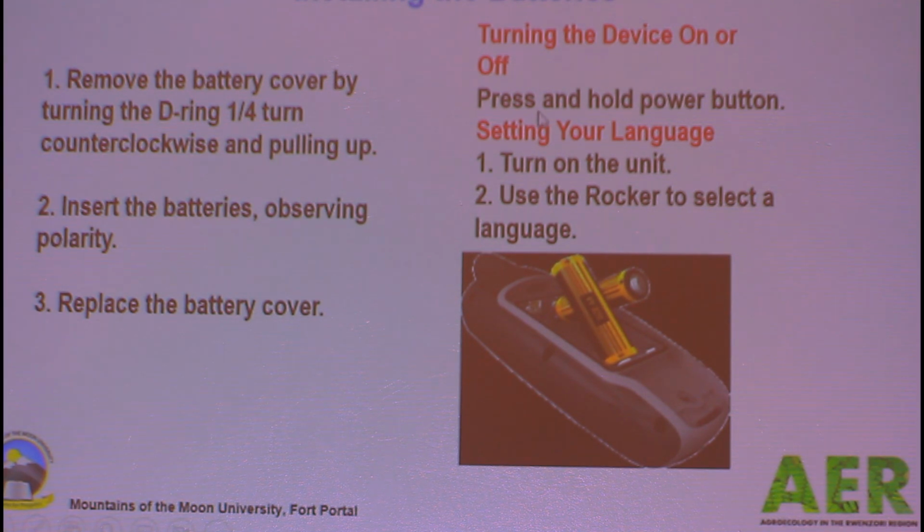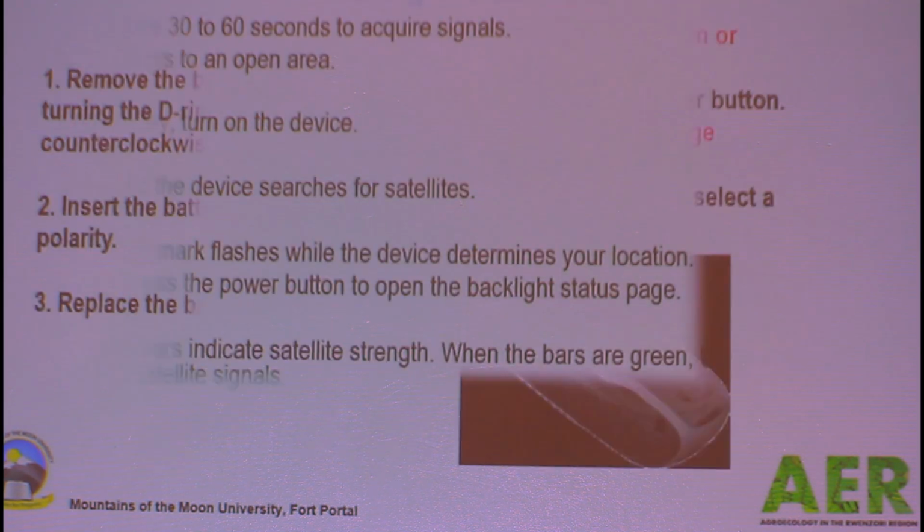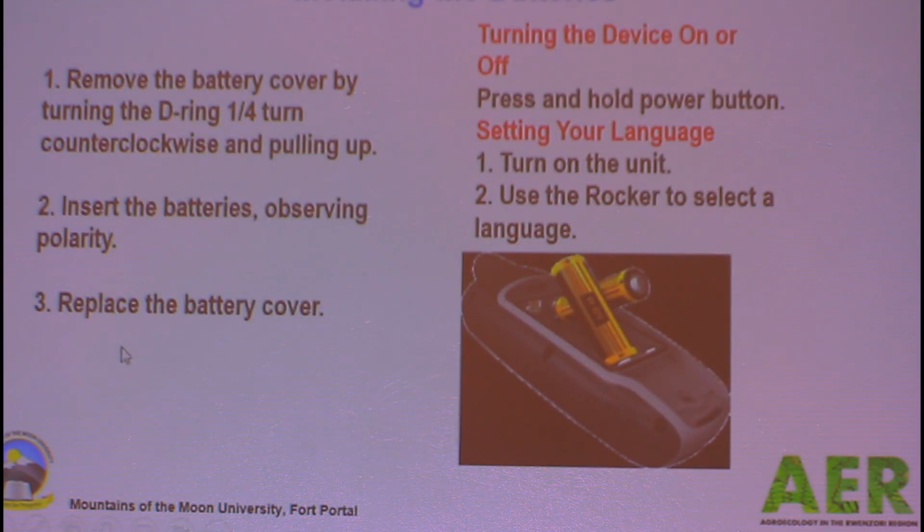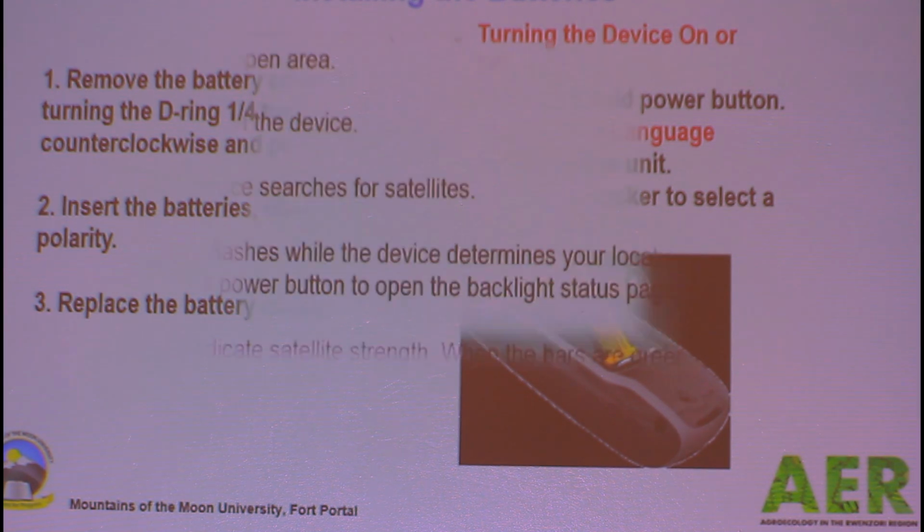Inside the GPS, there are different functionalities you can use. Of course, you can set the language. You can set whatever you want to do with the GPS. So to set the language, you turn on the unit and use the locker to select the language. As we shall see, there are different places that you can use. For example, if you look at these buttons here, this is the locker that can help you move around and navigate around your GPS. So we are saying you use the locker to select a language, as you can see.